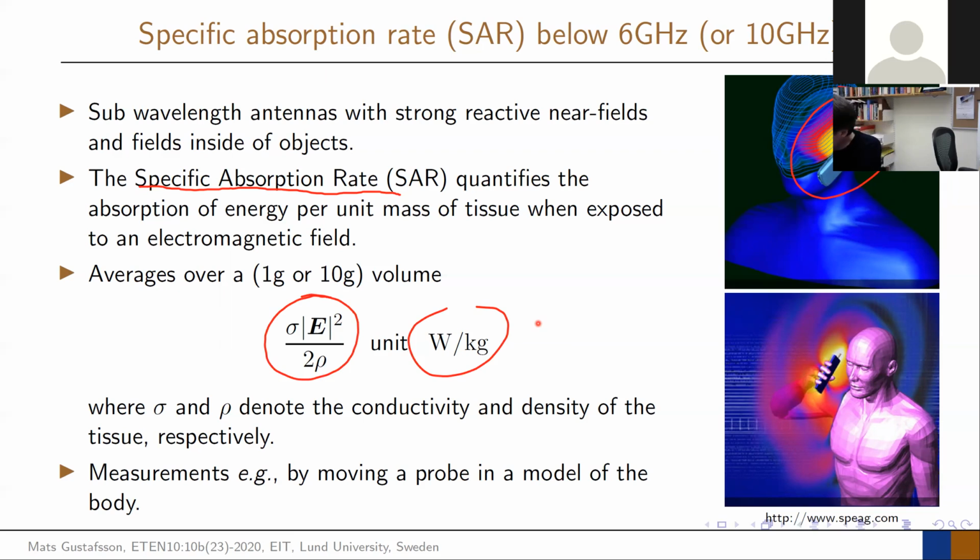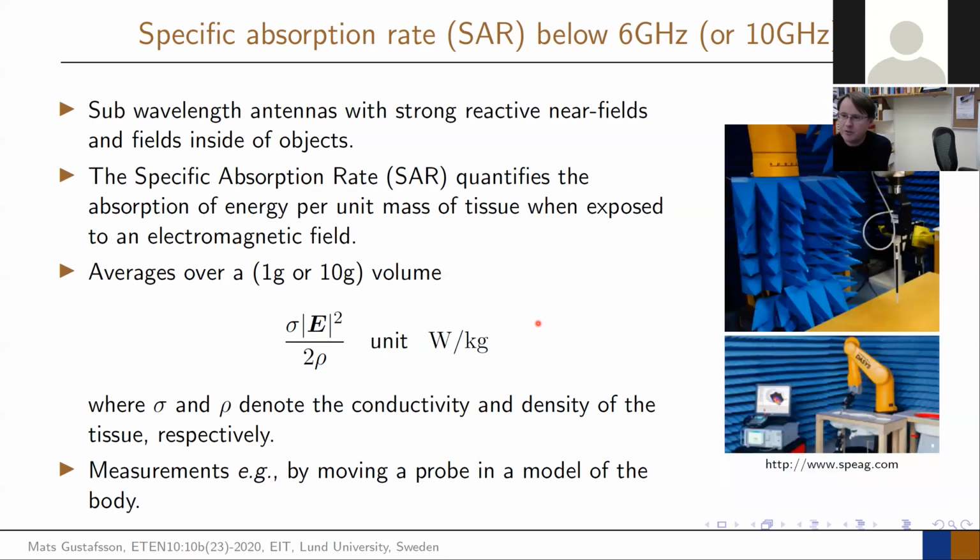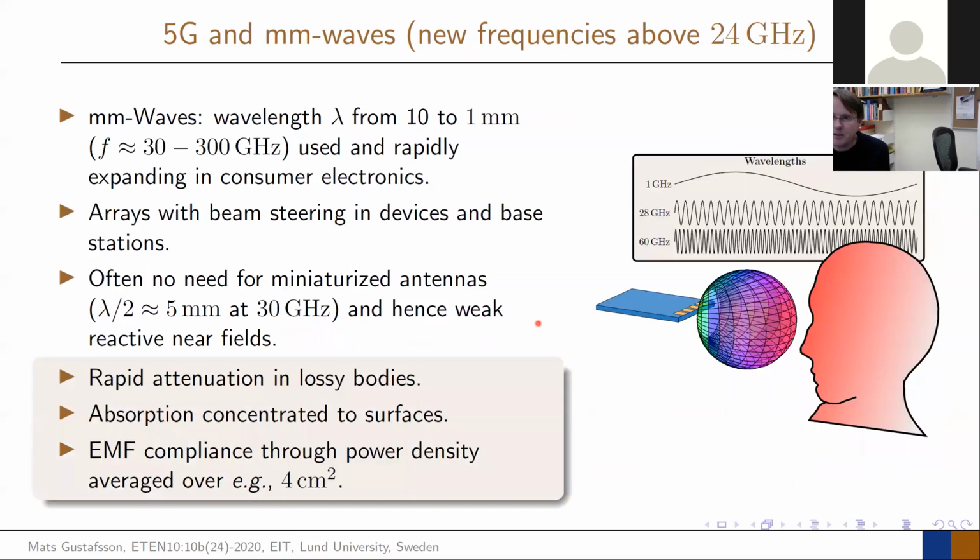And the measurements of these ones are typically done by moving a probe into a model of the human body. So you can see a probe here, and it's on the table, and this robot moves this probe, and it does it down here in something that is a model of the human body in some ways, which is filled with a liquid that mimics our electromagnetic properties, like losses and dielectric and so on. And then you move this probe and you figure out where the hotspots are and so on, and make sure you're below the levels that you're allowed to be. And that has to be done for all of these consumer products that are sold. So that's the SAR cases.